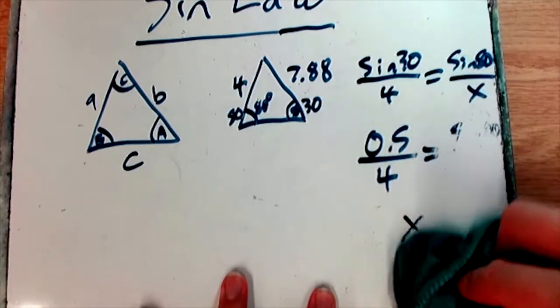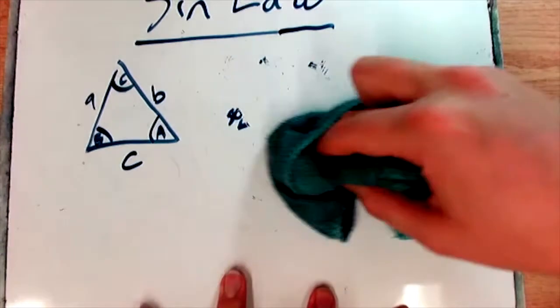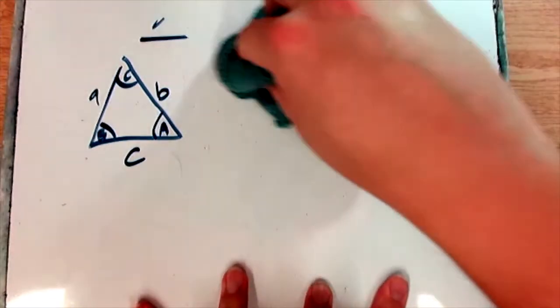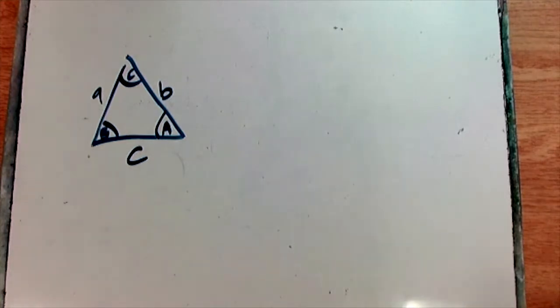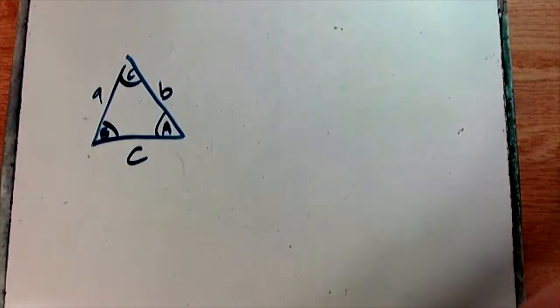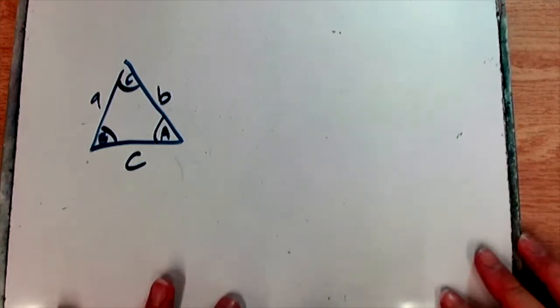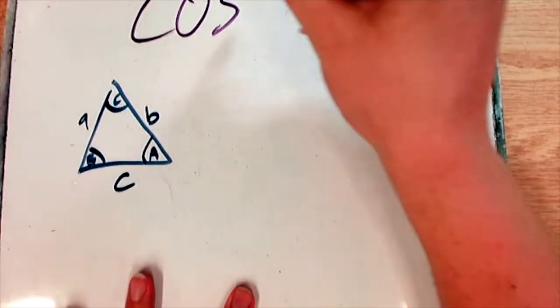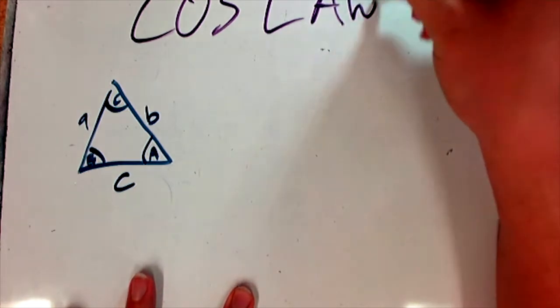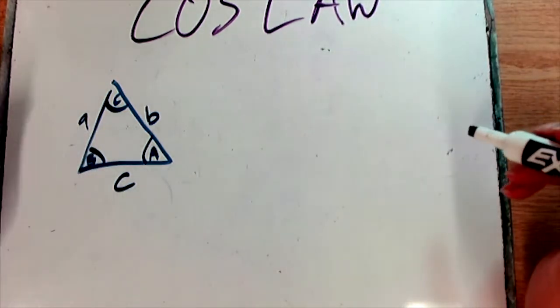Let's do another one here. I'm going to leave that one triangle out, and we're going to talk about cos law. Let's do this in purple. Cos law. Okay, this gets a little bit more challenging.